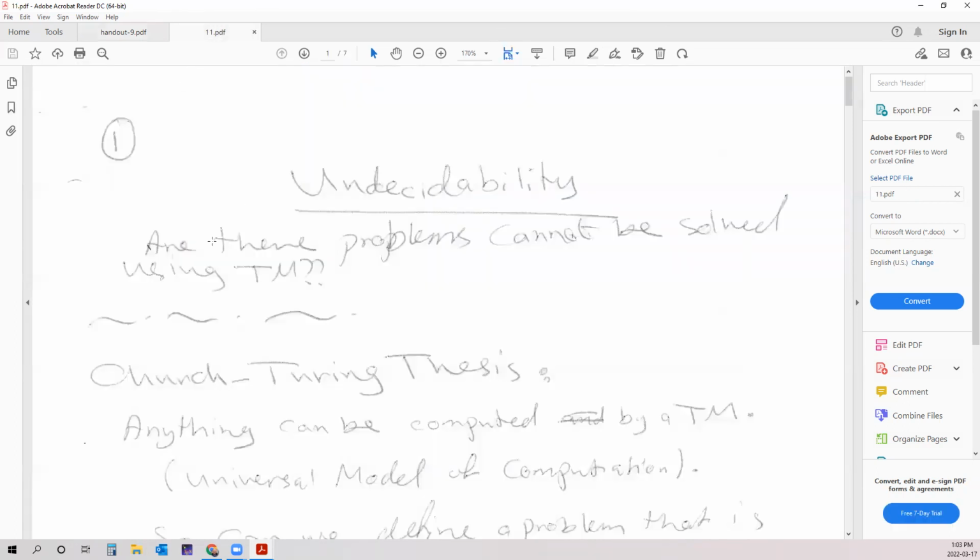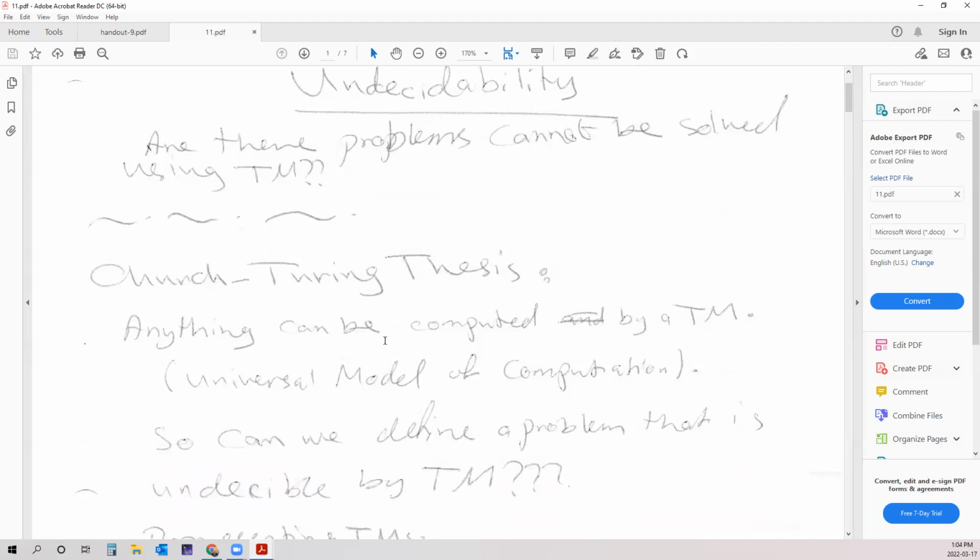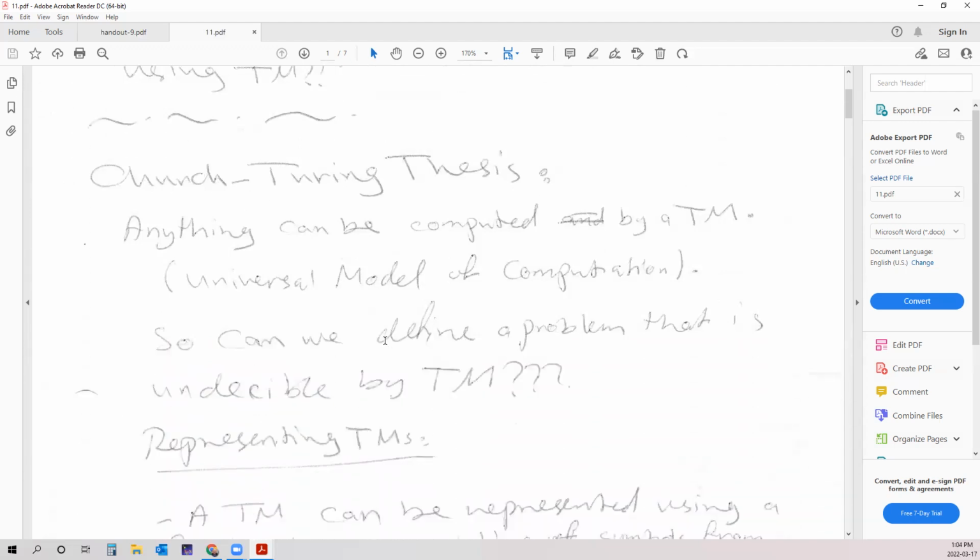Okay, guys, let's try to simplify the handout by using our class notes. So, what is undecidability? Are there problems that cannot be solved using a TM? This is what we are trying to see. When I say undecidable, that means is there any problem that is not computable, that cannot be solved by a Turing machine. We go back to our previous handout, the Church-Turing thesis. What the Church-Turing thesis says is that anything can be computed by a TM, a universal model of computation.